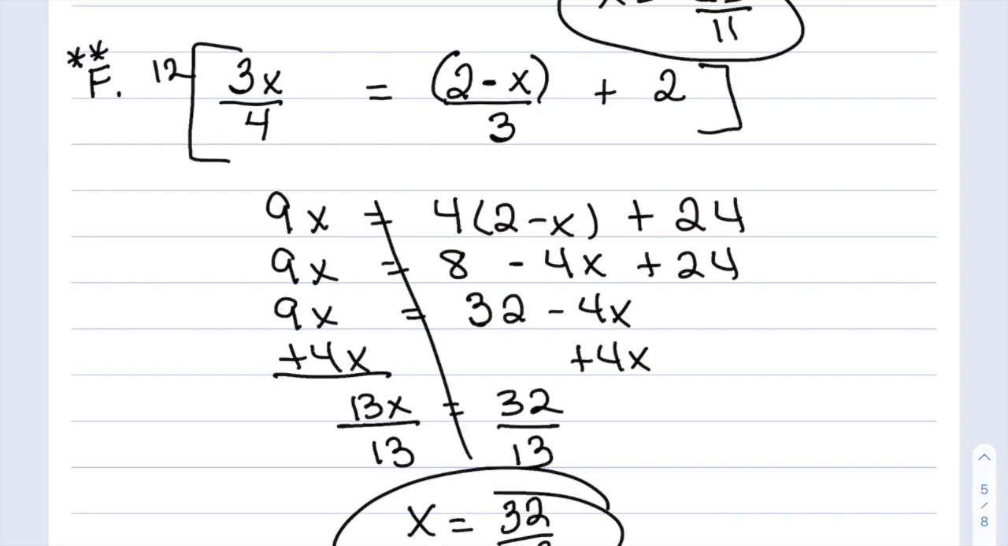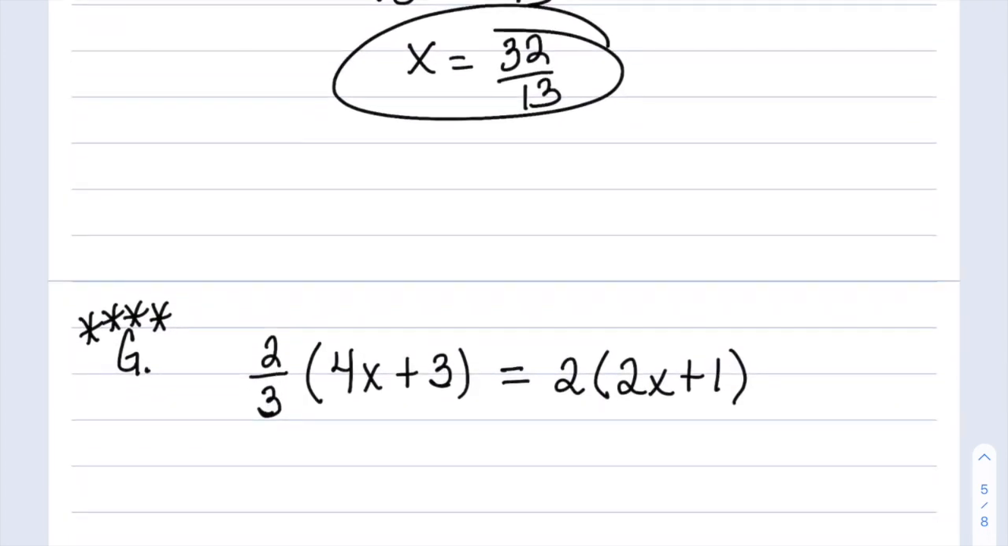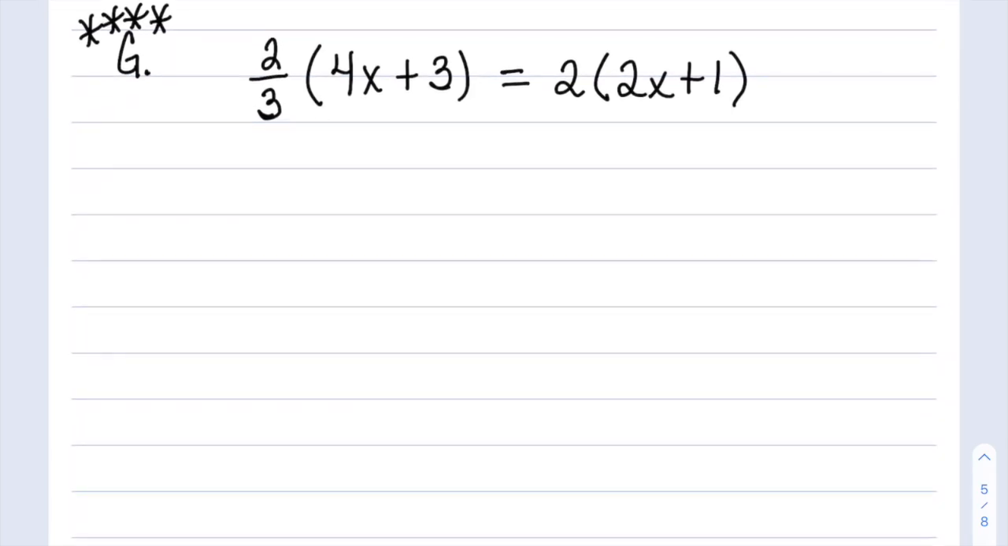All right, there's the answer to F. Now we're going to move up to a 4-star. So G and H are going to be a 4-star and a 5-star. Try it and then come back and I'll have it worked for you.